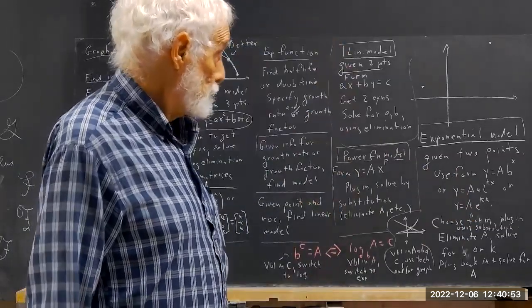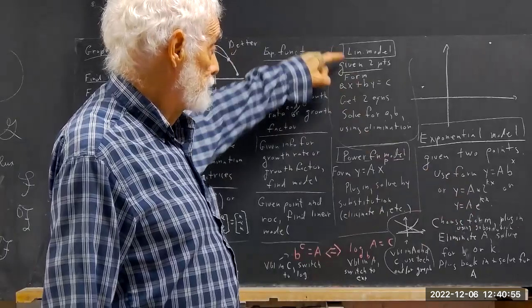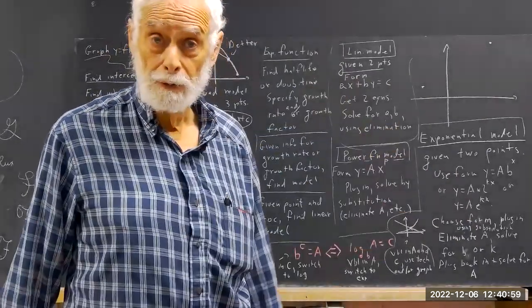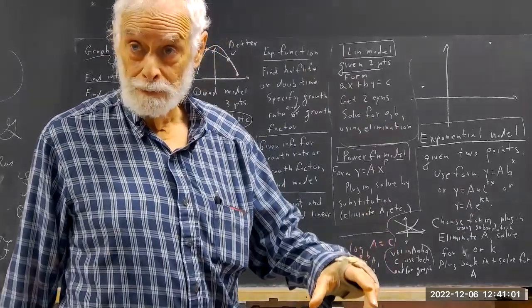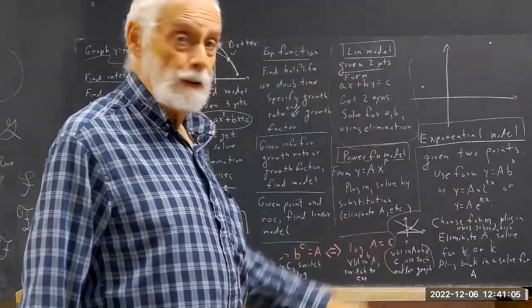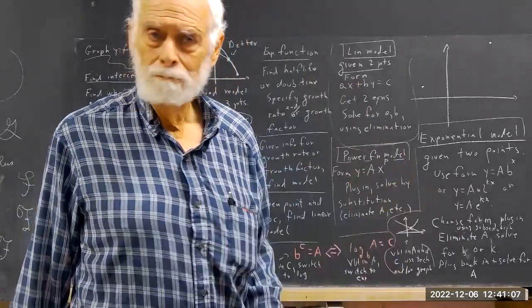Okay, so you got the linear model. Give them 2 points, you get 2 equations. You solve for A and B using elimination. We'll do examples of all this stuff. Okay. Because I'm going to go through these ideas quickly, and then we're going to do some examples.